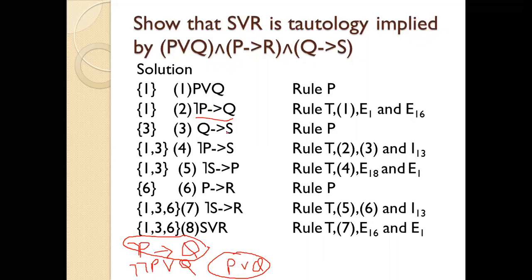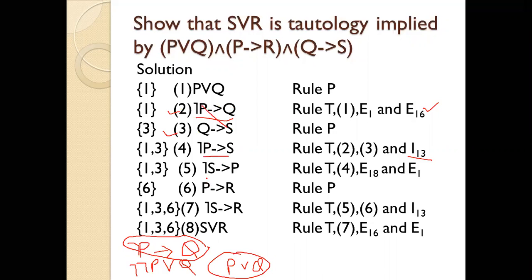Similarly, Q implies S is our rule P. So using this second one, third one, and the identity I13, which is this implies Q, Q implies S, means this implies this. Negation of P implies S.